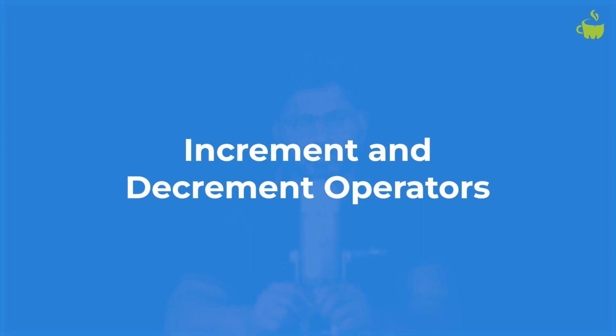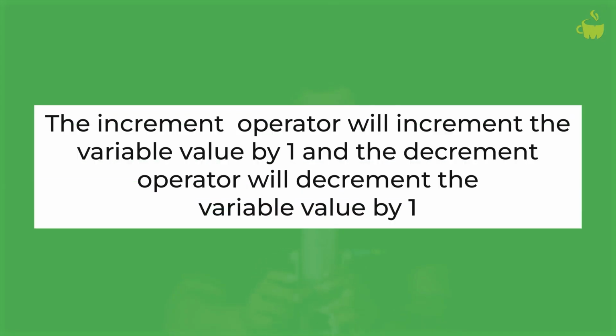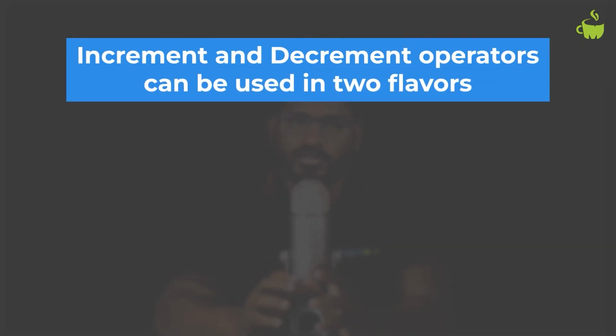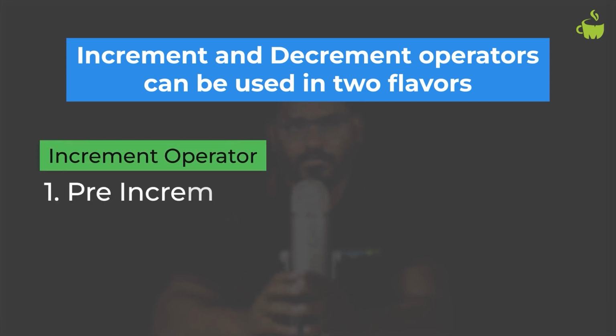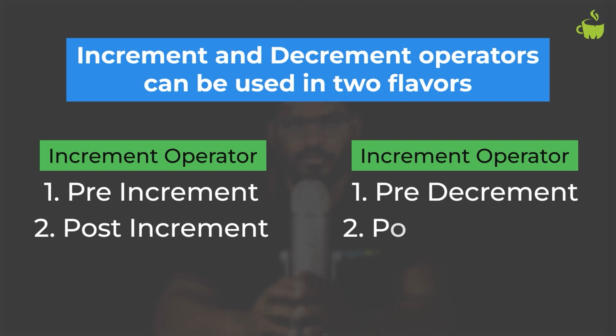In this session, we'll try to understand the next operators in Java, that is increment and decrement operators. Increment and decrement operators are very useful, especially when you run loops. The increment operator will increment the variable value by 1 and the decrement operator decrements the variable value by 1. So the increment and decrement operators can be used in two different flavors. One is pre-increment and post-increment, and second is pre-decrement and post-decrement. So let us understand this practically.